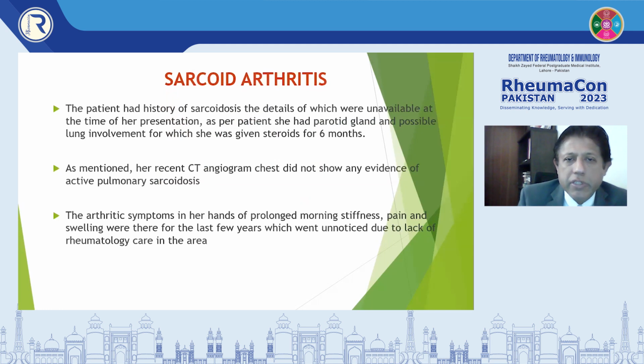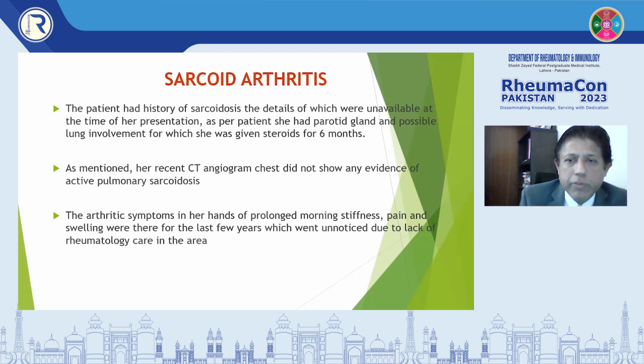Sarcoid arthritis, now we will discuss that, can be chronic. This patient had a history of sarcoidosis years ago prior to presentation. No details were available, but according to the patient, she had parotid gland swelling and lung involvement, and she was given steroids for 6 months when she was diagnosed years ago. What was reassuring was that recently her CT scan of the chest was negative for active pulmonary sarcoidosis.